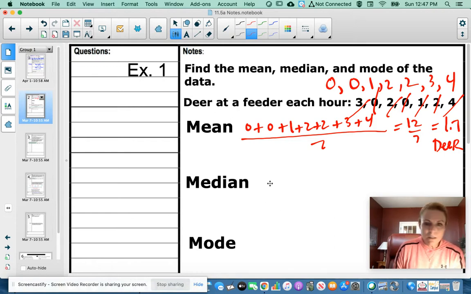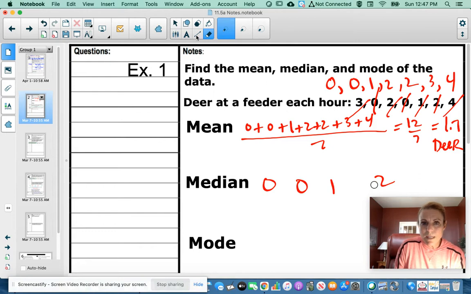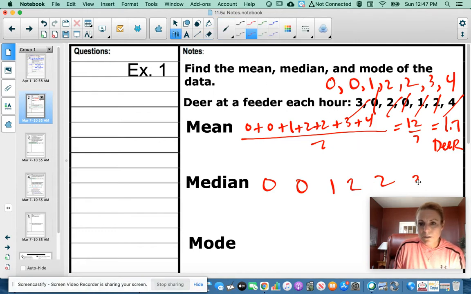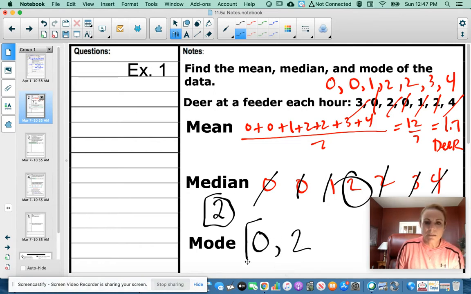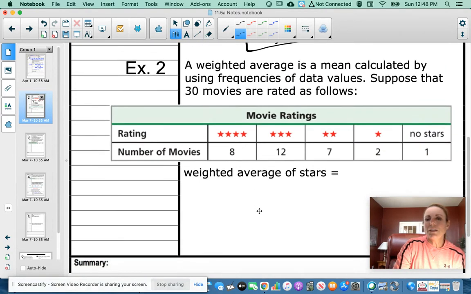Well, really can't have 0.7 of a deer, but there's more than one. Median. Well, let's do this. 0, 0, 1, 2, 2. That looks like a 2, so let's fix that. And we start on the outside and cross, and cross, and cross, and we get one middle. The median is 2. Mode is the one that occurs most often. Well, the 0 occurs twice and the 2 occurs twice. That is the mode.